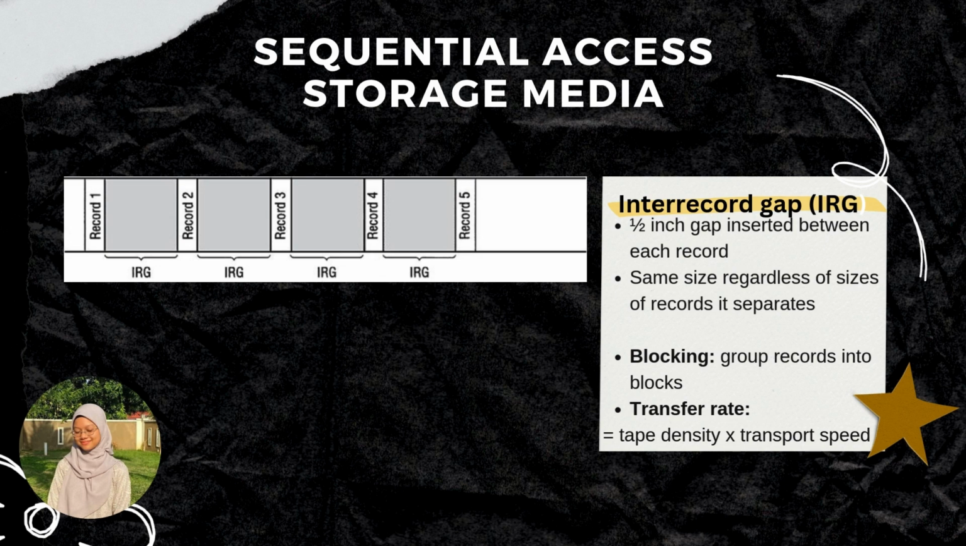So blocking is grouping records into blocks. Blocking is performed when the file is created, and then they are retrieved when they are usually unblocked. This is the formula for the search transfer rate, which is tape density multiplied by transport speed.